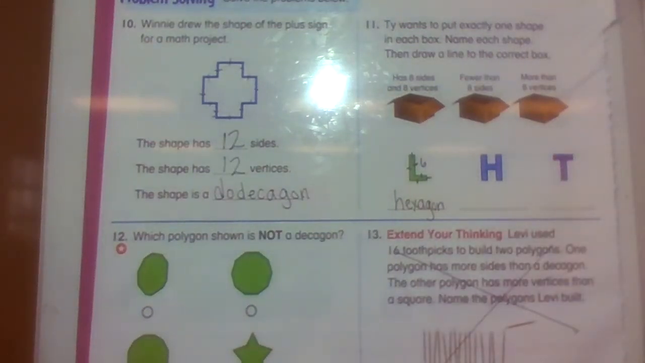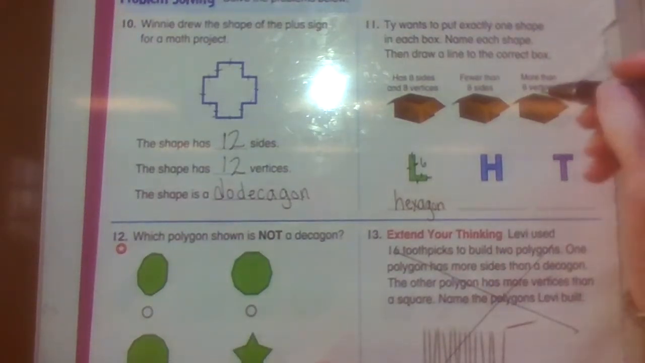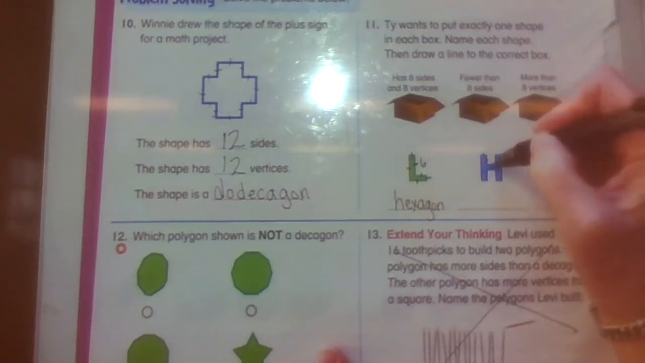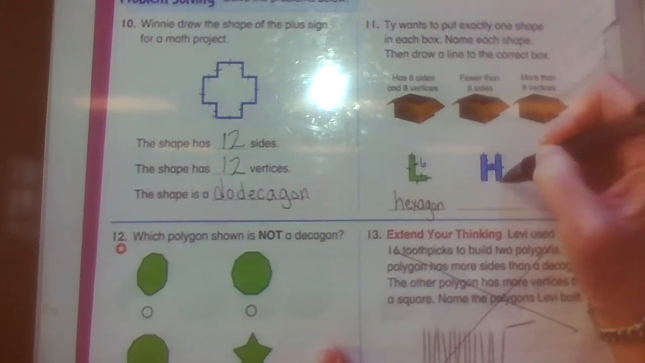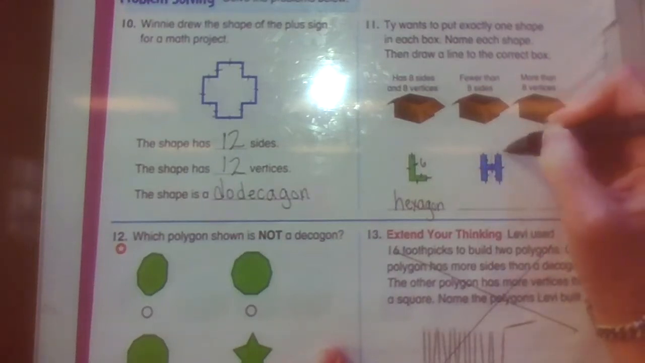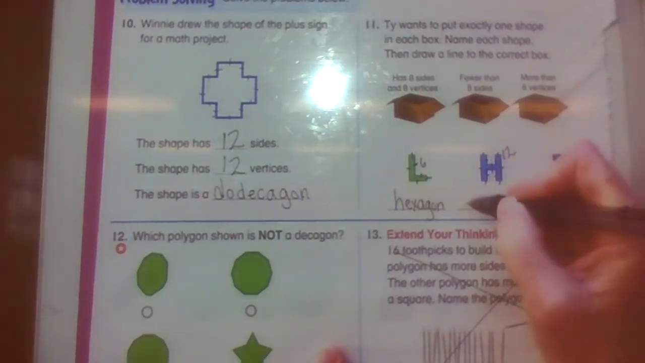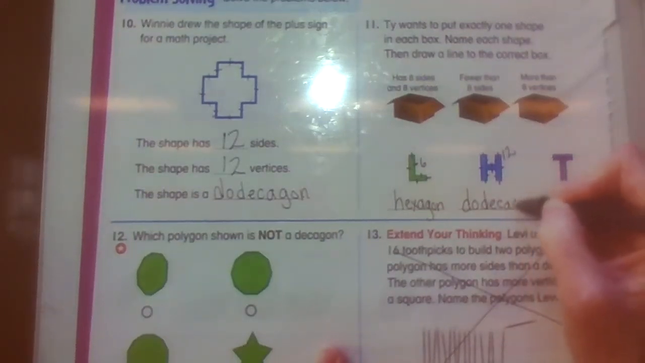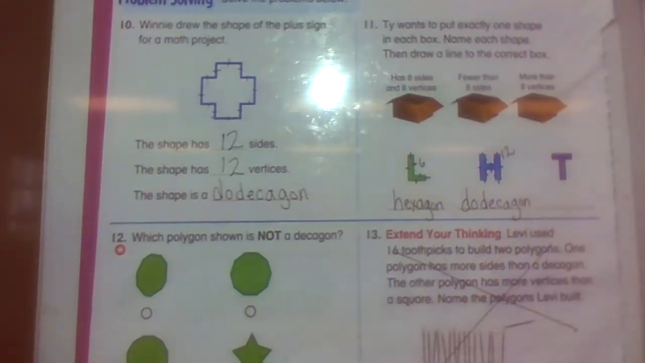Okay, then let's do H. Now, H has got a bunch of sides, so watch Mrs. Jones and do what I do. We're going to start here at the top. 1, 2, 3, 4, 5, 6, 7, 8, 9, 10, 11, 12. So it has 12, and we know that is a dodecagon. All right, I'll give you a second to write that and catch up with me.